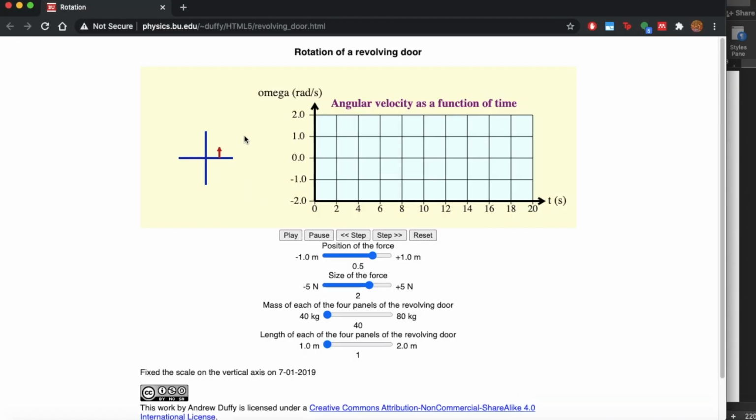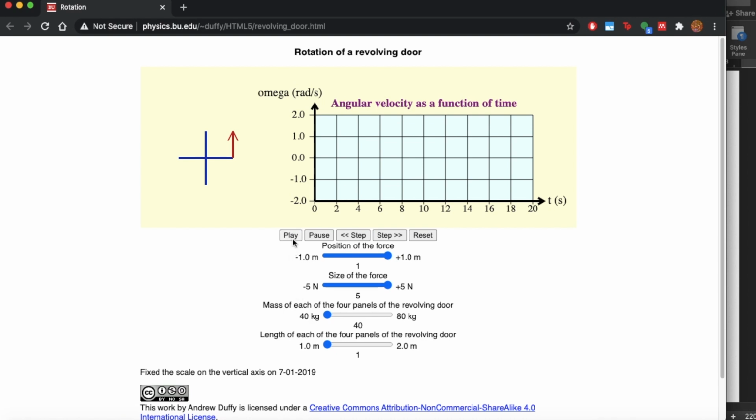So this is a top view of the revolving door, and here is you applying the force in a certain position and a certain force. You can control these parameters. You can change the position, and you can change the applied force. You can also change the parameters for the door. You can increase its mass as well as the length of the door.